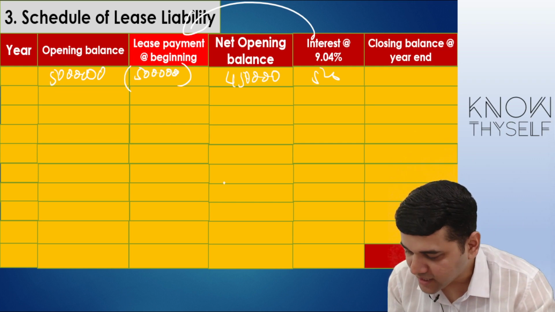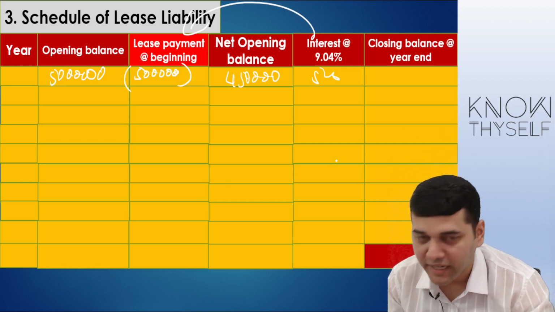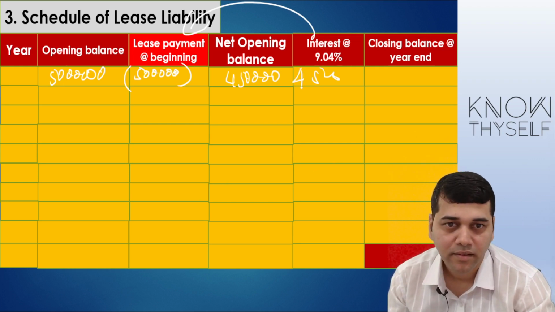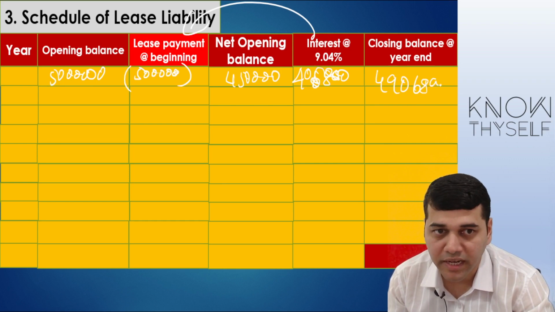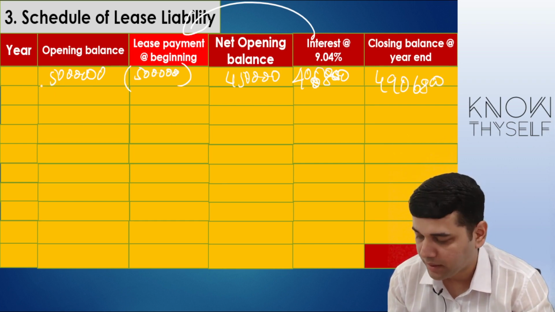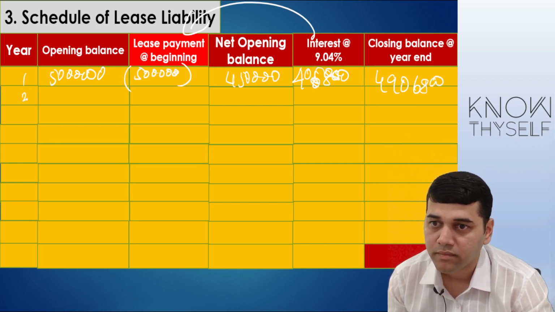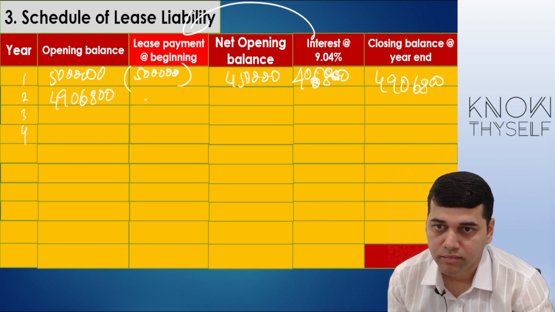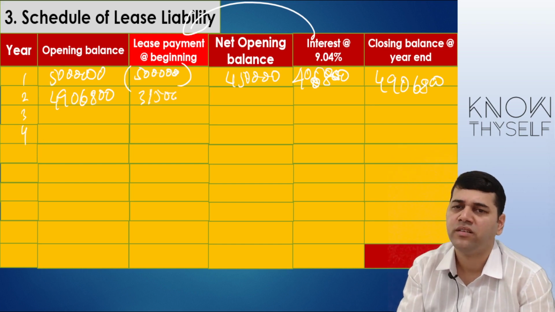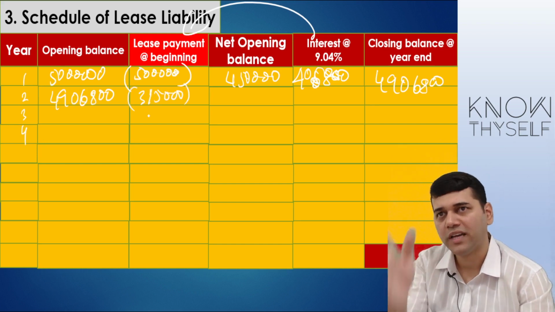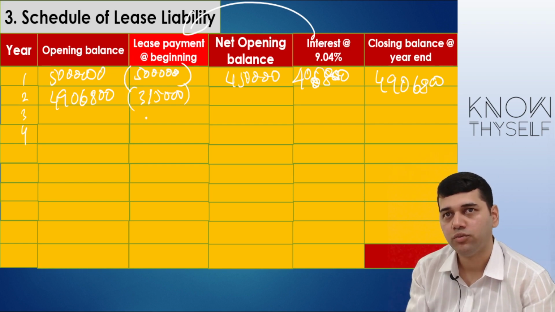So your first year interest, I will help you with 4,06,800. The closing balance will be 49,06,800, which is going to become your opening balance. Then you pay, now cash flows, first you plot. I said no, first you plot all the cash flows, which is already there with you.